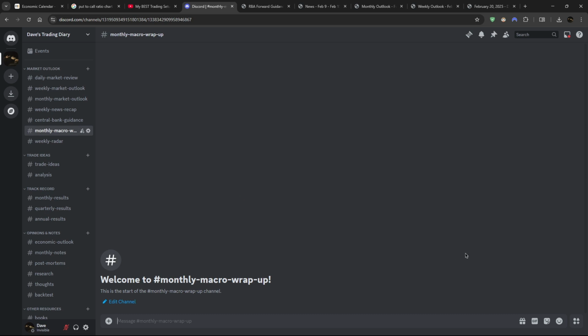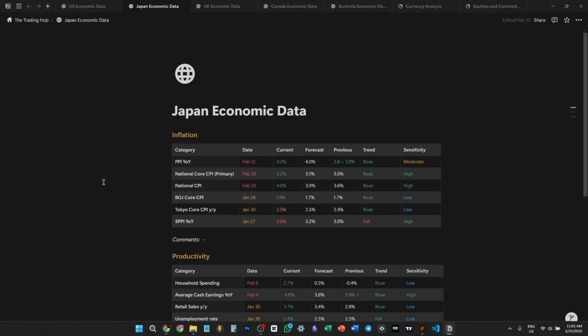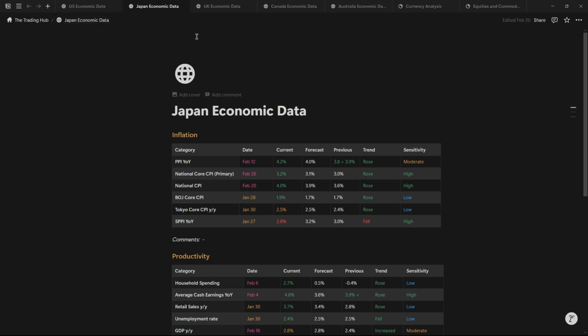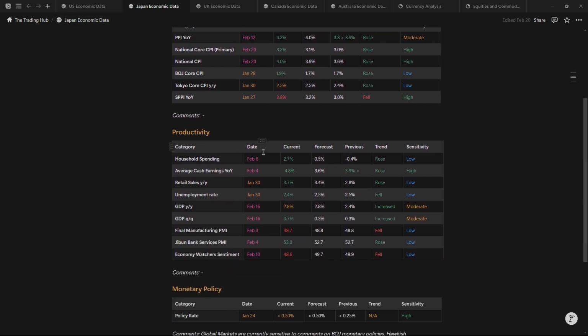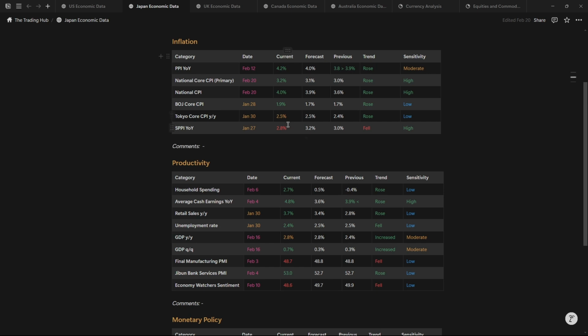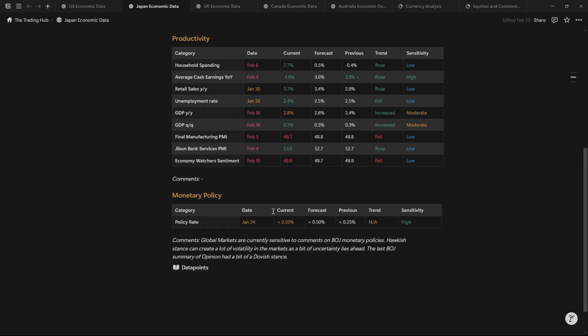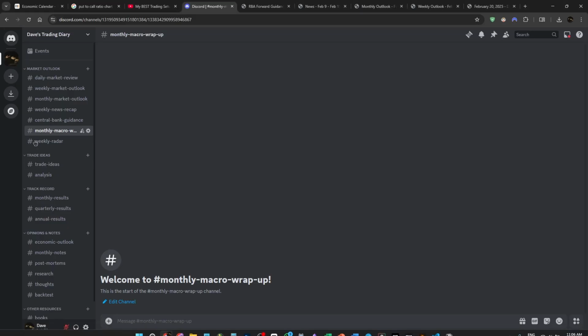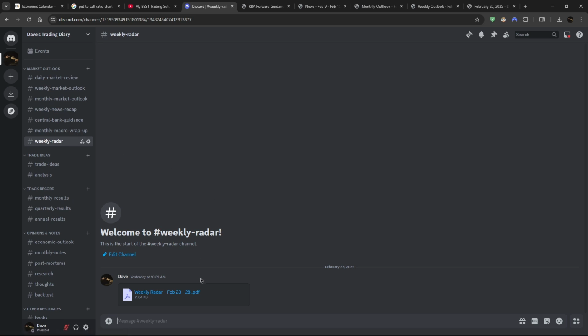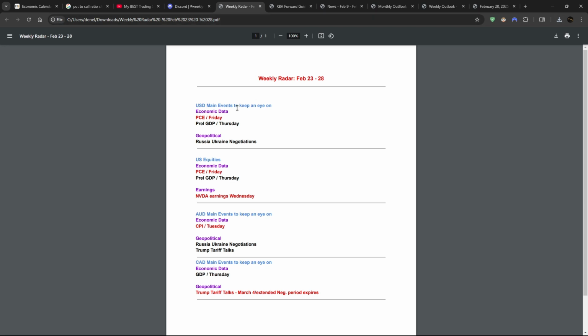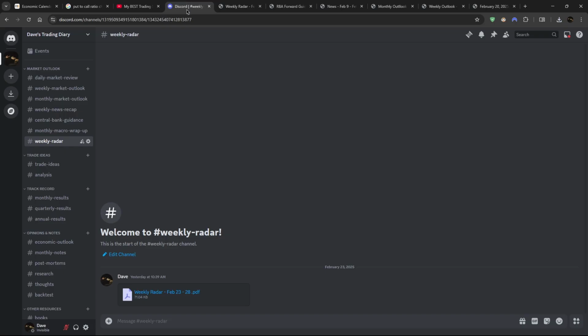I haven't added anything to this yet, but I'm planning to just post like a PDF of everything on this page of what happened in a country's economy from an economic data standpoint. So all of this right here. And next we have weekly radar, which is something again that's new. It's just an outlook for the week, what I'm looking for in the news for the week, important points and so forth. So that's weekly radar.